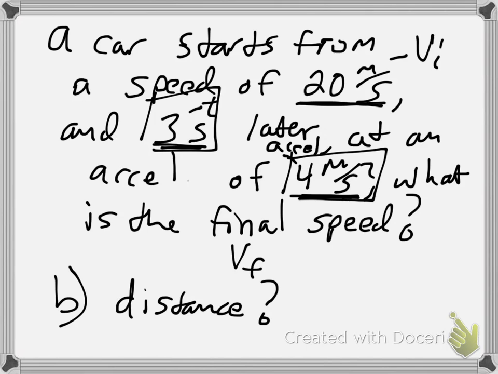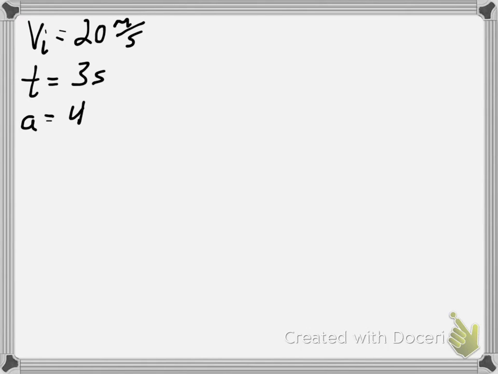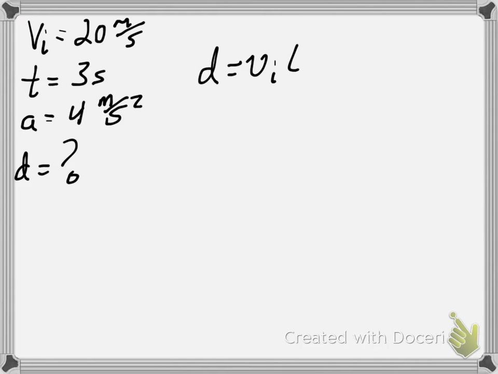Okay. And so what we can do is put all our information to the side here. Our initial velocity was 20 meters per second. Our time interval was 3 seconds. And our acceleration was 4 meters per second squared. And we want to know what our distance is. So remember that distance equals v_i t plus 1/2 a t squared.